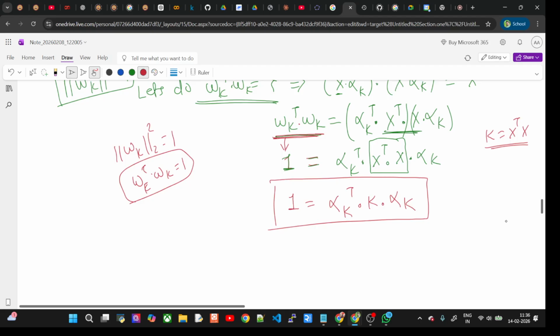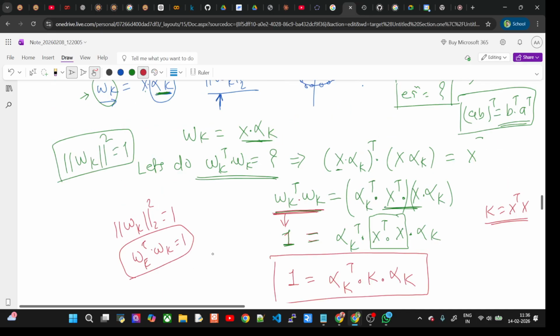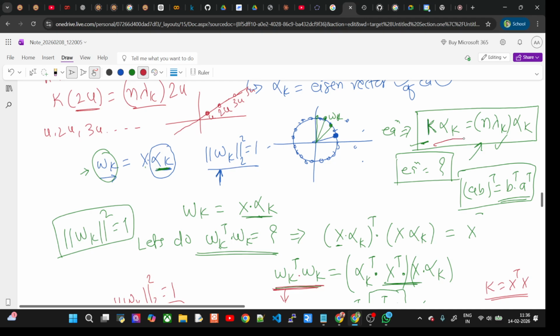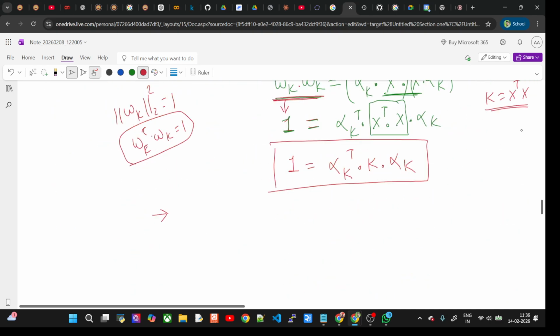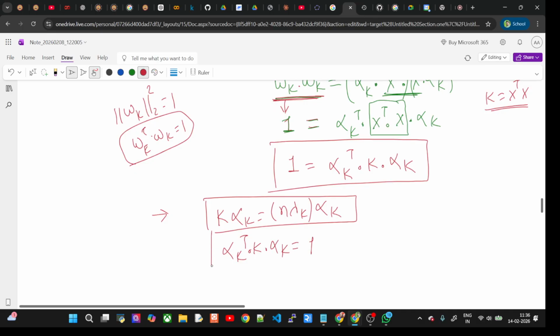We need to find the alpha k that satisfies the first equation. Here we wrote this equation: k into alpha k equals n lambda k into alpha k. This is equation 1, which has to be satisfied, and the next equation is alpha k transpose k into alpha k, which has to be 1.